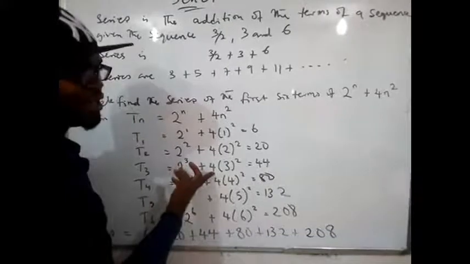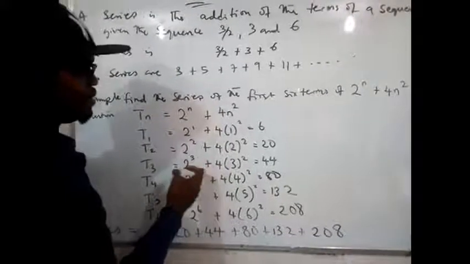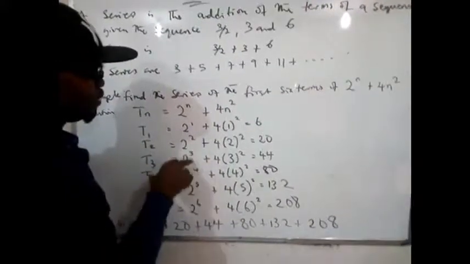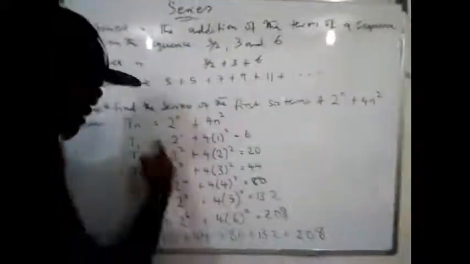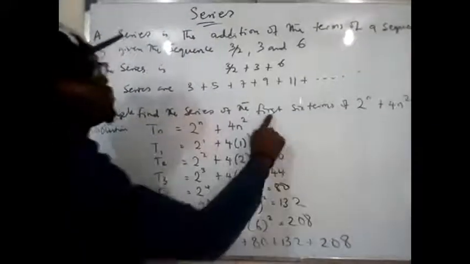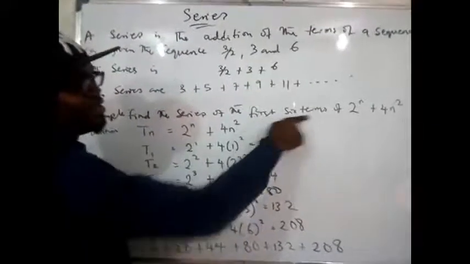Press your calculator. 9 times 4 is what? 36. Plus 2 to the power 3 is 8. 36 plus 8 is 44. Is that clear? Yes. So that's how you get all the terms, up to what? 6 terms. Can you see? 6. Yes.